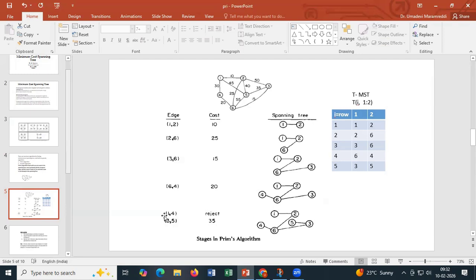You can see here if any edge is forming a cycle, you should remove it. So you see here 1 to 4. 1 to 4 is 30. But 1 to 4 forms a cycle already. 1 to 2, 2 to 6 is in the loop. 6 to 4 forms 1, 6, 4 a cycle. So that kind of edges you have to remove. For that you have Prim's algorithm.